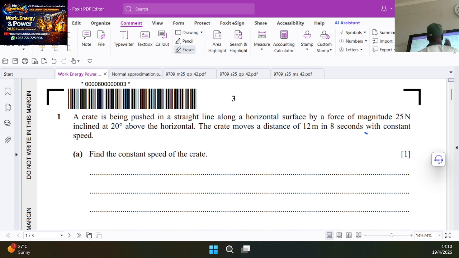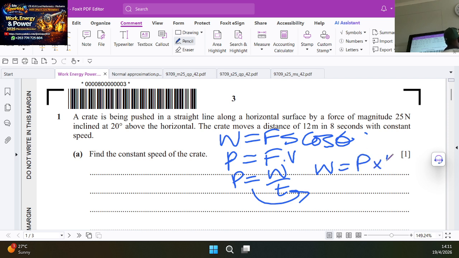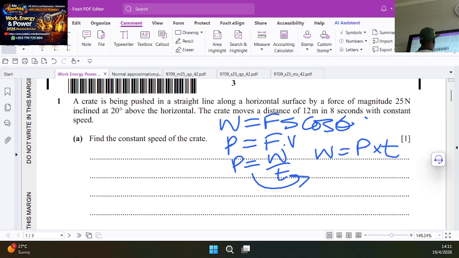But before we do anything, it's important to look at formulas that we would use here. For instance, if we want work done, this is calculated as force times displacement times cos theta, and if we want power, it's force times velocity. We can say power is the rate at which work is done. And using this relation, we can say work is also power multiplied by time. So with this in mind, let's test what we are required to solve.